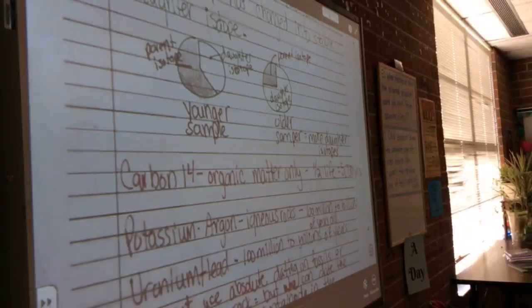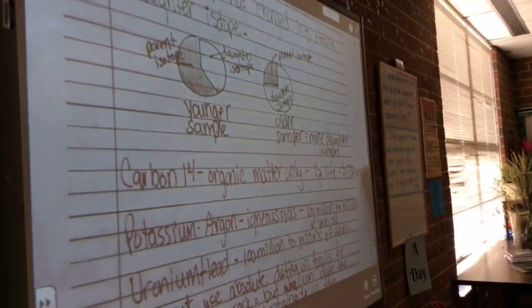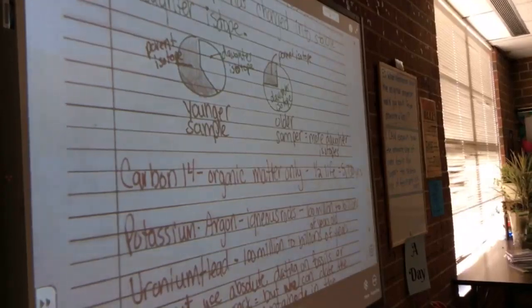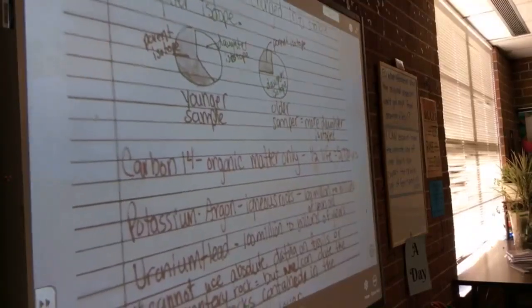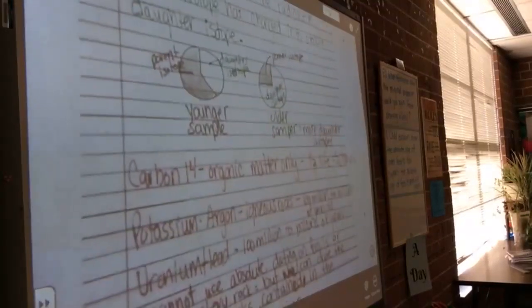The bummer part about carbon-14, its half-life is only 5,730 years. So that means that those samples lose their radioactivity very quickly. So if you're wanting to find the absolute age of something organic that's really old, that's not going to work. You will not be able to measure it. Organic matter? Yep, organic matter.